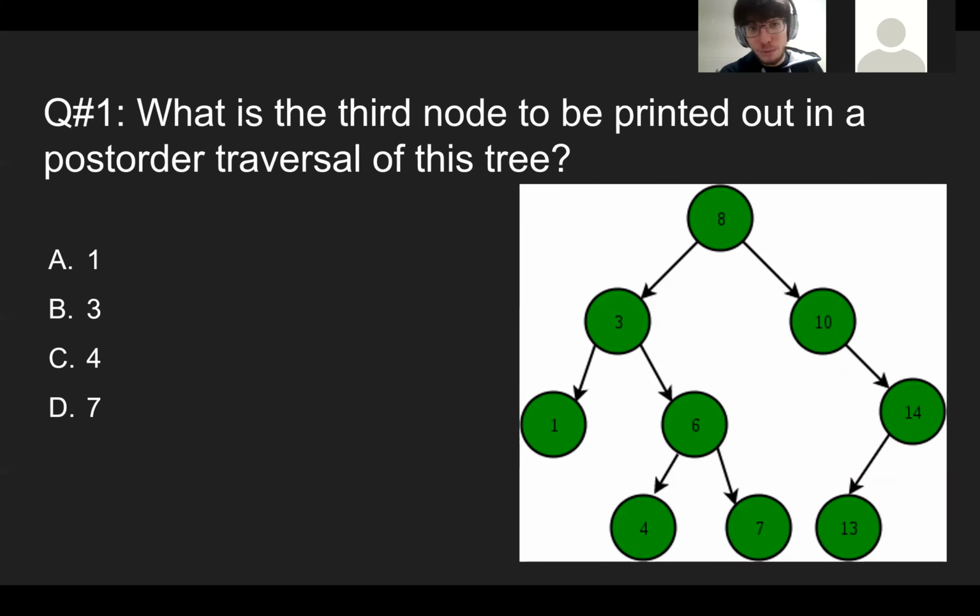Okay. So, a question for you guys. What is the third node to be printed out in a post-order traversal of this tree?